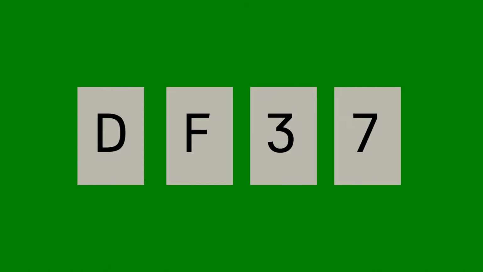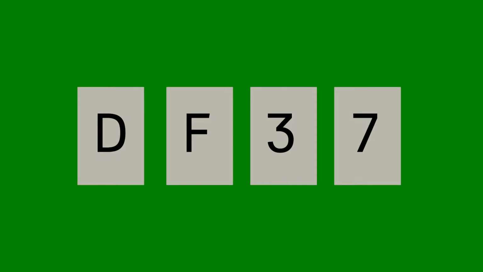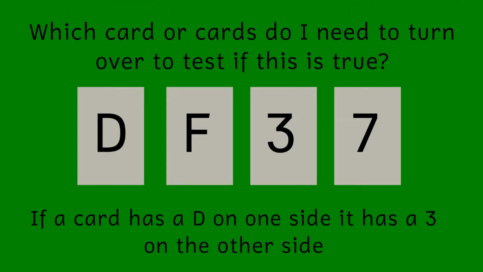This test was actually devised by Peter Wason in the 1960s, and is called the Wason Selection Test. It's a test of deductive reasoning, and I'll explain what that is later. I'm going to tell you that if a card has a D on one side, then there will be a 3 on the other side. You have to work out which card or cards need to be turned over to see if this is true. You can pause the video if you need a little time to work it out.